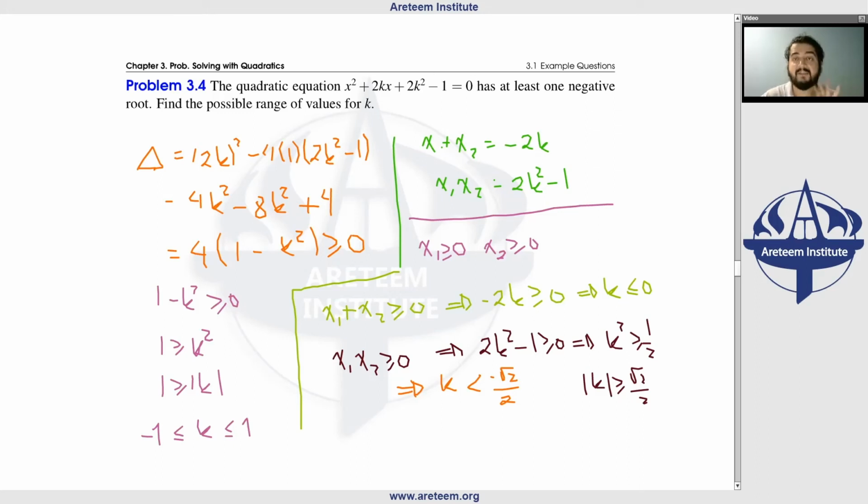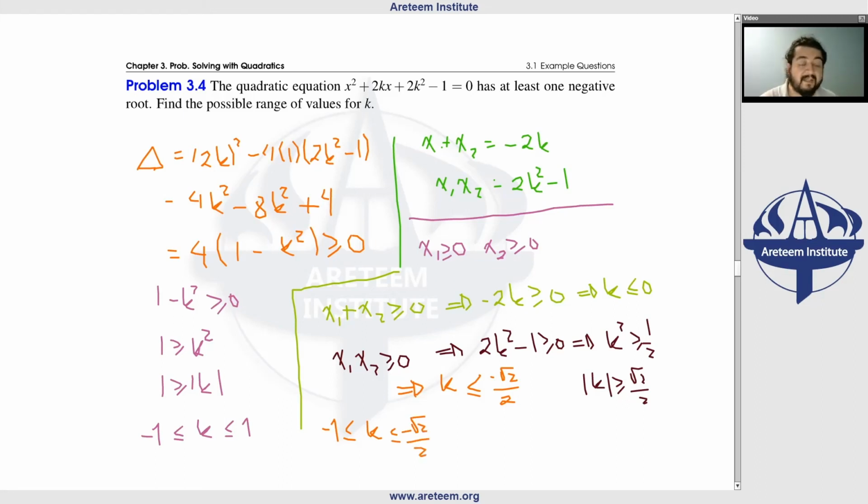Okay, that is it. We have both roots are non-negative. And so the values of k that gave me two roots that are non-negative would be, since k still has to be between -1 and 1 to have roots, between -1 and minus root 2 over 2.